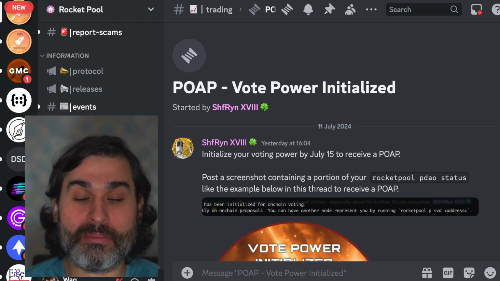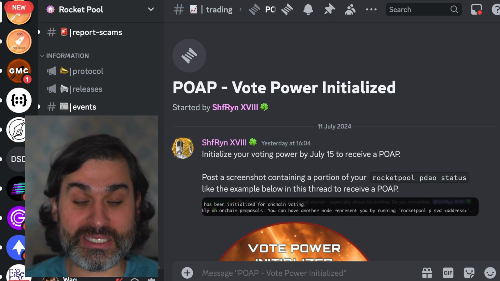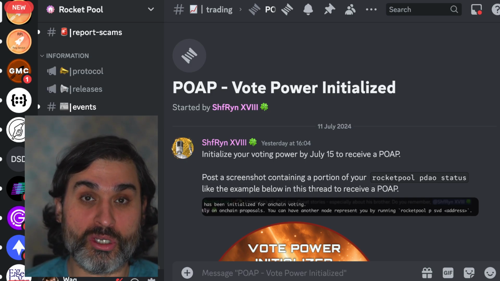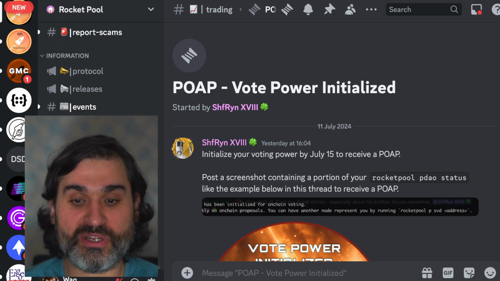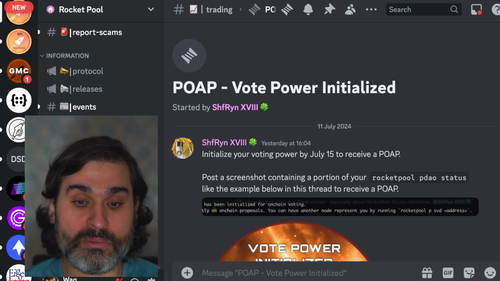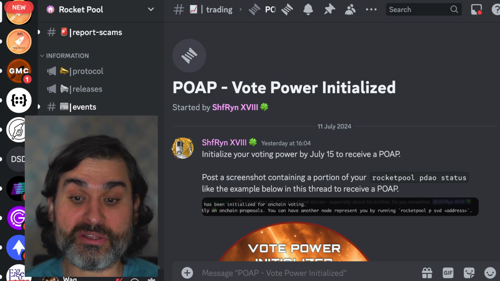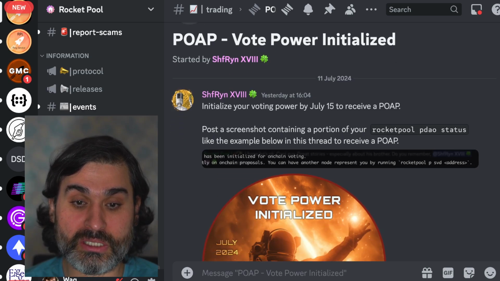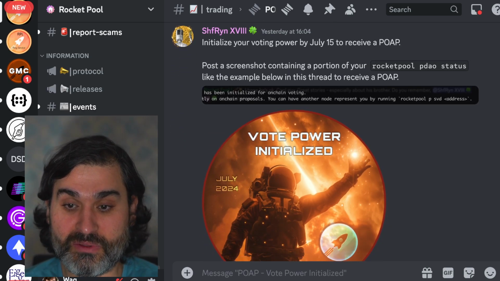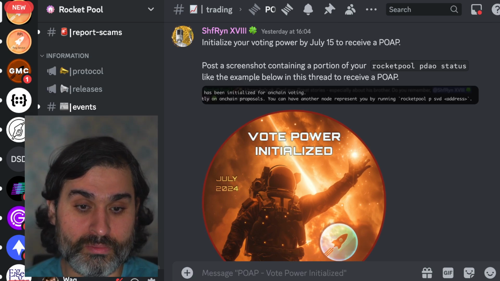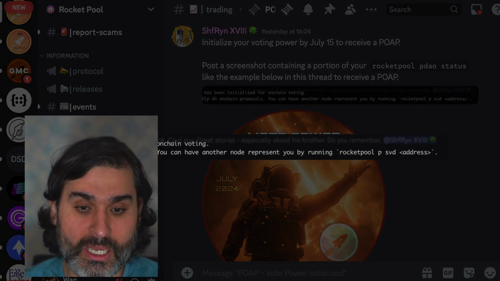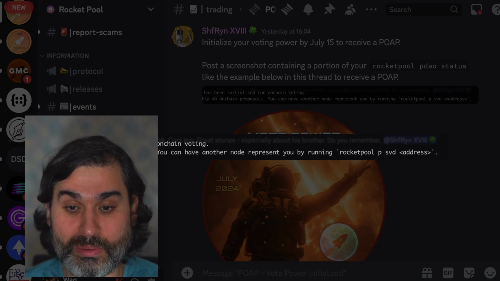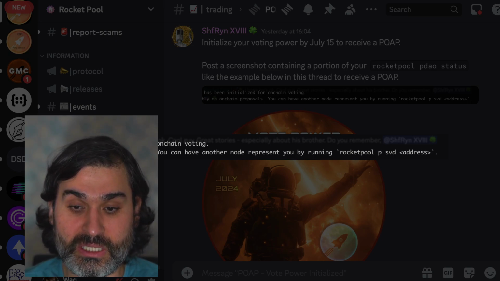And we've been talking about getting the voting initialized because it's a step that needs to happen. We're still under the threshold to move to on-chain voting. So Schifrin and the community are putting out a POAP for those of you who have initialized your voting. Here, Schifrin says, initialize your voting power by July 15th to receive a POAP. Post a screenshot containing a portion of your Rocket Pool PDAO status, like the example below, in this thread to receive the POAP. So it says, like, blah, blah, blah, has been initialized for on-chain voting, and you have the node representing you by running Rocket Pool PSVD address.